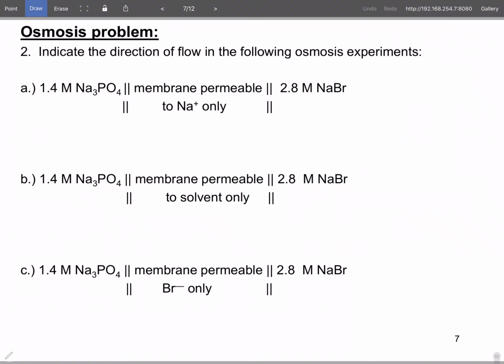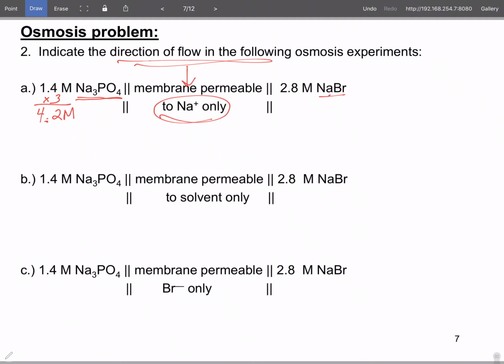Now, here's an osmosis problem. You're probably going to have one like this on the exam where you're going to be asked which direction the flow is. And what you're going to need to do is take into account what you have and what's going on. So what you want to do is always look at the center and see what we're looking at. So this one is sodium only. So if we look at it, this has 3 sodium particles per compound, so we're going to multiply this by 3. 3 times 4 is 12, carry the 1, so it's 4.2 molar. That's in sodium only.